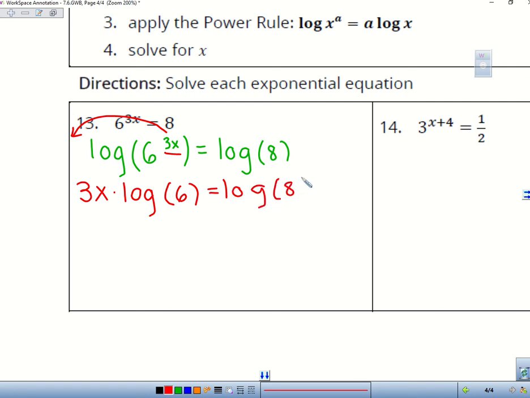Now, for the sake of clarity, I'm just going to rearrange this over here. This is really just 3 times x times log of 6. Log of 6 and log of 8 are just numbers. If you put them in the calculator, they're just decimal numbers. So I don't want you to treat them any differently. So I can rearrange this to be x times 3 times log of 6, right? Why am I able to rearrange those two terms right there? The 3 and the x, why am I able to flip those around?